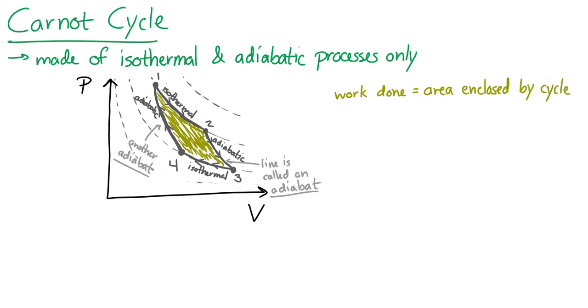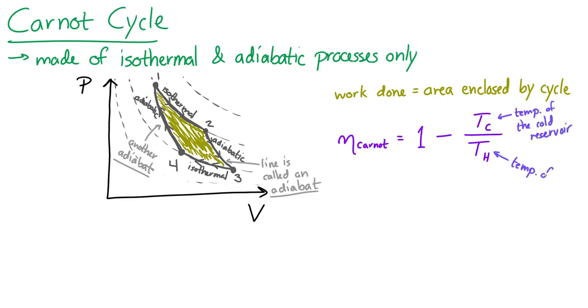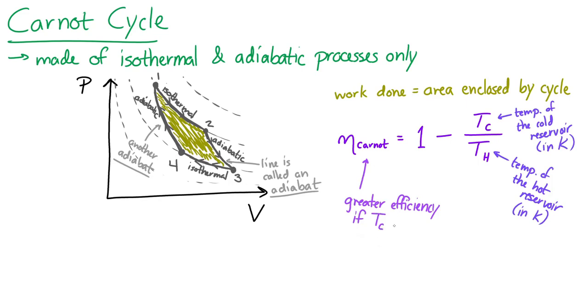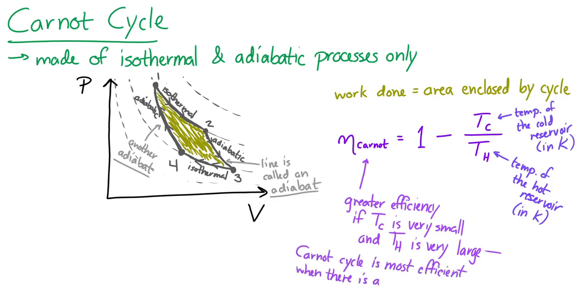And it turns out that the efficiency of a Carnot cycle is equal to 1 minus Tc over Th, where Tc is the temperature of the cold reservoir and Th is the temperature of the hot reservoir, both in Kelvin. So you can see you'll get a greater efficiency if Tc is small and Th is large. In other words, you'll get a greater efficiency of a Carnot cycle if there's a greater temperature difference between the cold and hot reservoirs.